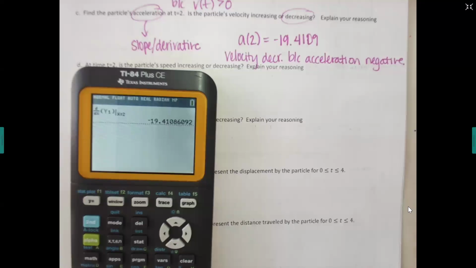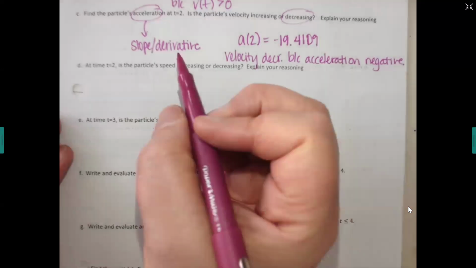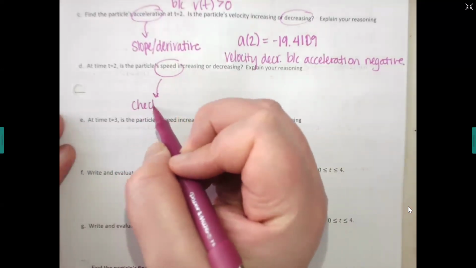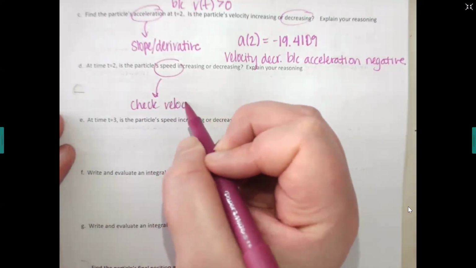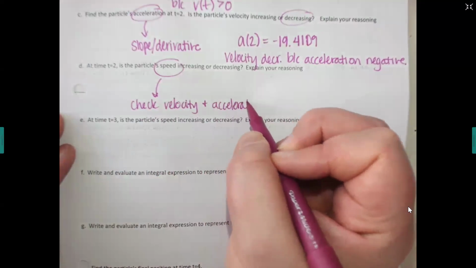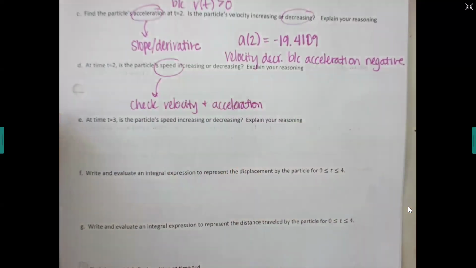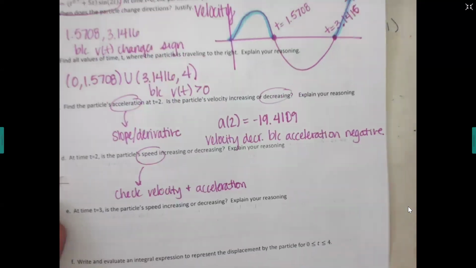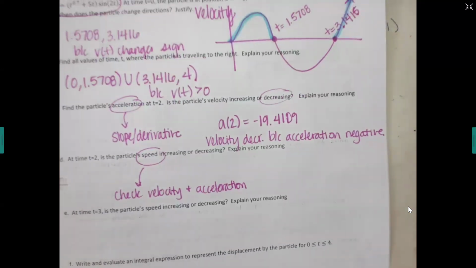Now, the next part asks about speed. What am I checking for speed at 2? Acceleration and what? Very good. This is going to be check velocity and acceleration. Now, I already have acceleration. Remember, it was negative 19, but now I need velocity. This is a velocity graph. What feature will velocity be on the velocity graph?